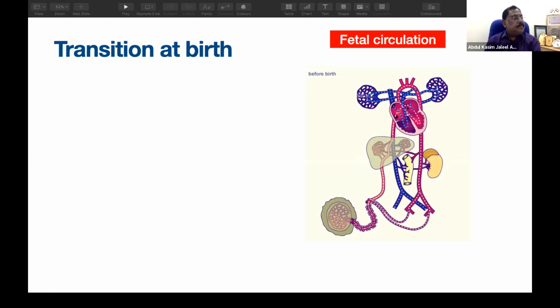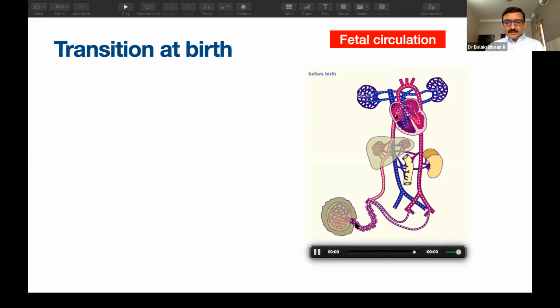One of the most complex physiological adaptations in the entire human life is the transition that happens at birth. So this is the fetal circulation. As you can see here, the oxygenated blood from the placenta goes to the heart, and from the heart to the systemic circulation. The amount of blood that goes to the lung is less than 10% of the cardiac output. So the majority of the blood goes to the systemic circulation.